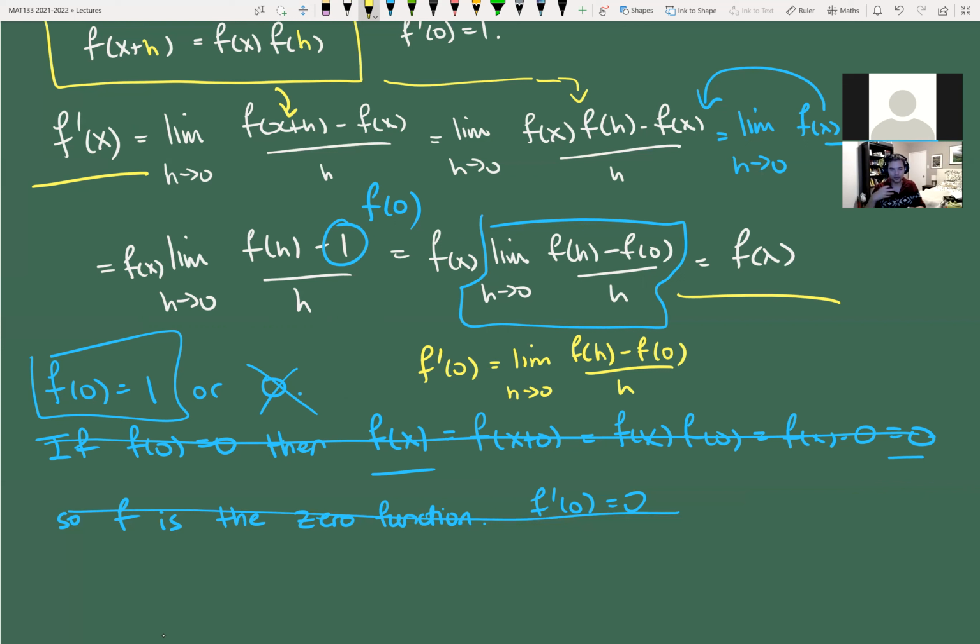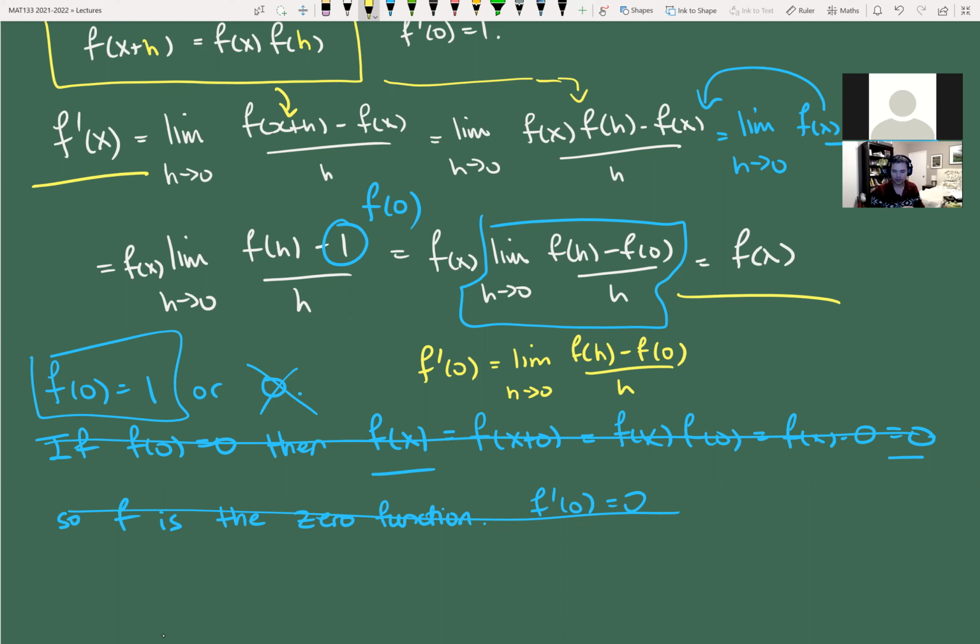It's one of these things where you might not have jumped to it immediately, but hopefully you're like, oh, okay, that looks like a derivative. It looks like a difference quotient, because you divided by h and got some f of h in the numerator. It's supposed to inspire you to think about it like that. So f of 0 can't be 0, because if f of 0 is 0, then f is the 0 function, and it can't be the 0 function because f prime of 0 is equal to 1.